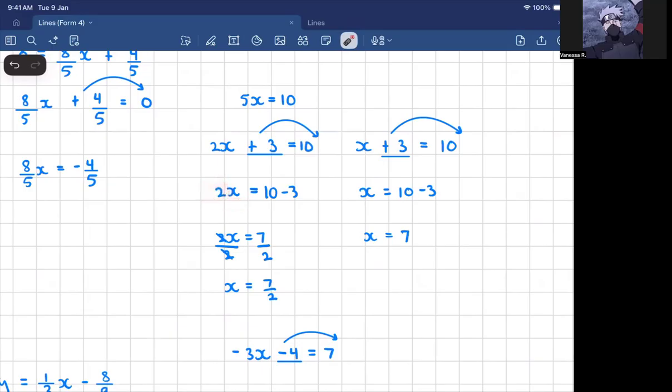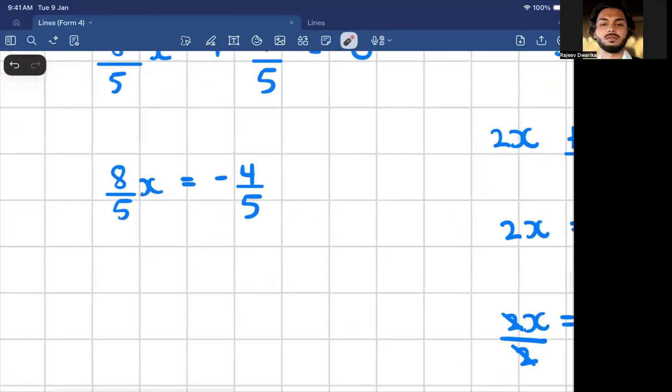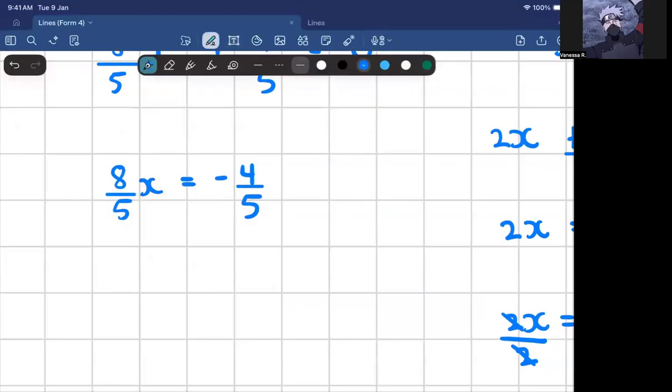Nice. And typically the next step is to divide by whatever is in front of the x. Okay, so it's the same process over here. So Vanessa, what do we have being multiplied by x over here? What's being multiplied by x? It's 8 over 5. So I'm going to divide by 8 over 5. Real straightforward, right? And if I do that, this and this would cancel off.